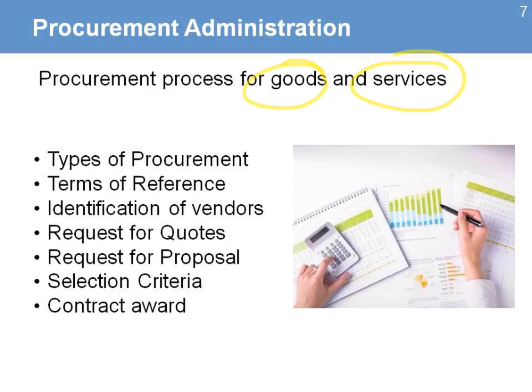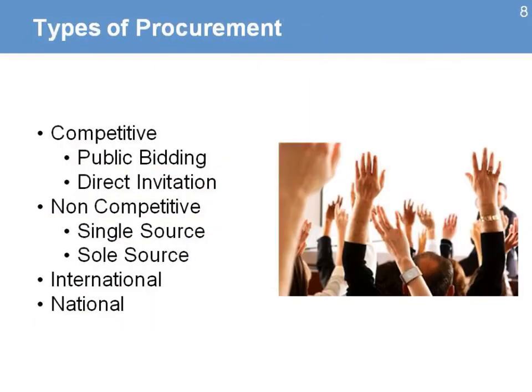But you need to be involved because there are many elements that will define the quality of the goods and services you're going to be getting for your project. We're going to look at all these elements that are part of procurement administration during this phase: the types of procurement, the terms of reference, the identification of vendors, the request for quotes and request for proposal, the selection criteria, and finally the contract award. Let's look at the first one.